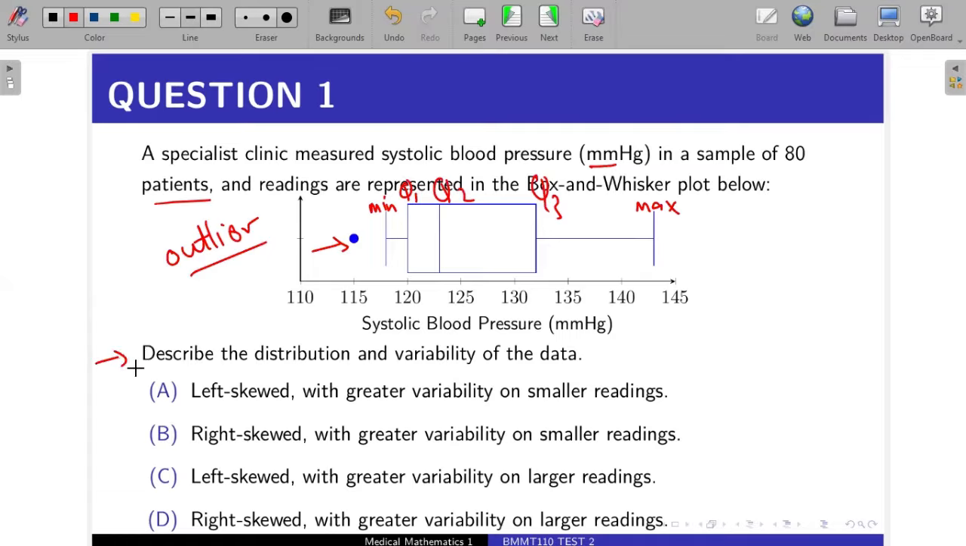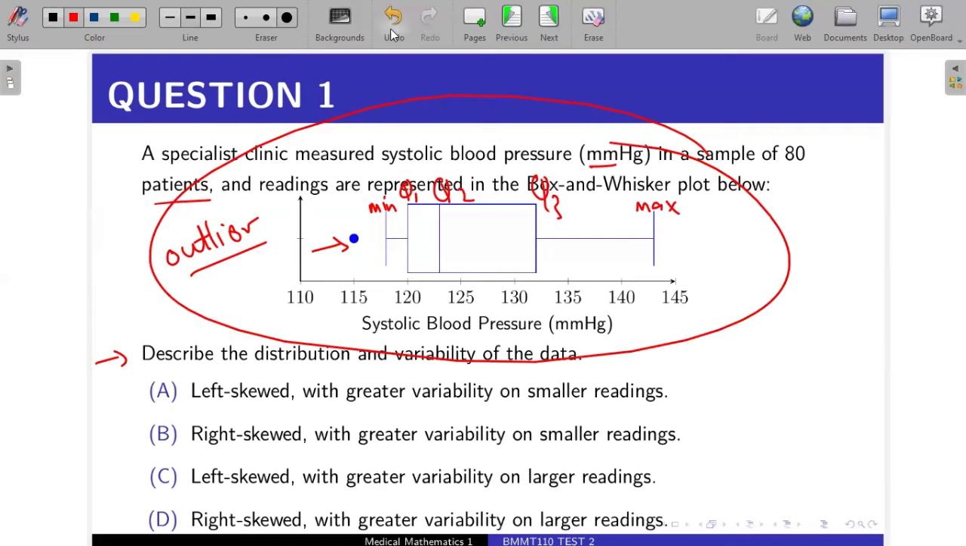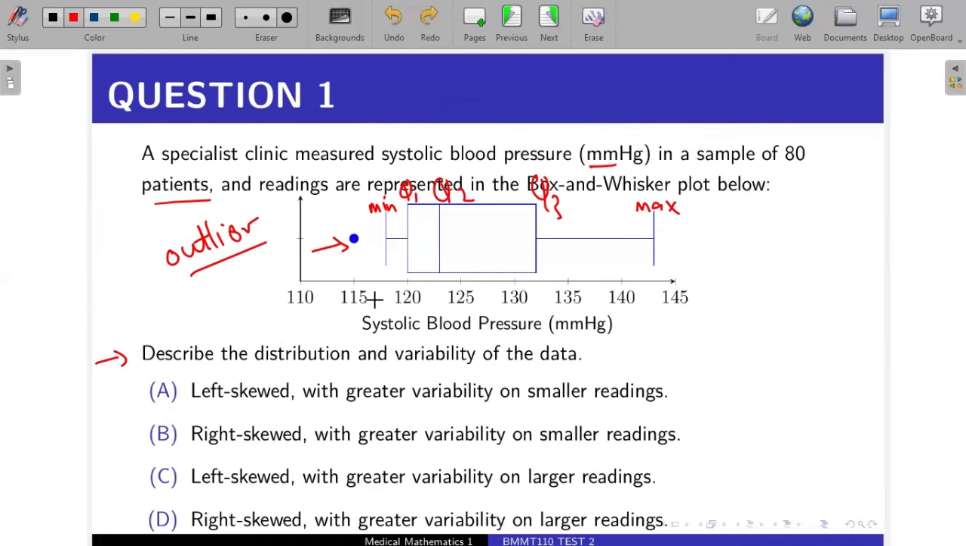So the question is, describe the distribution and the variability of the data that is being represented by this box and whisker plot. Okay, so we are going to start with the distribution. Is the distribution skewed to the left or is the distribution skewed to the right? So how do we know that? We just compare the lengths of the whiskers. So these lines here that are coming from the box and going to this line, those are what we call the whiskers.